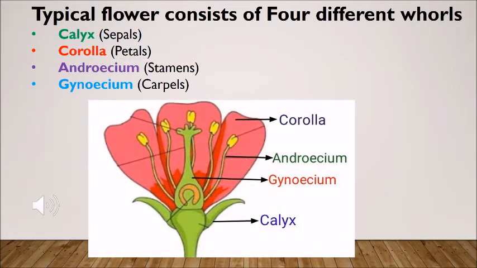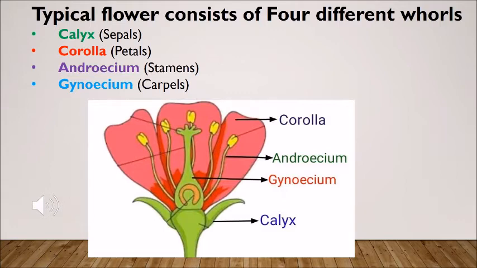So next, let us focus on the typical structure of a flower. It consists of four different whorls. They are calyx, that is sepals; corolla, the colorful petals of the flower; androecium, the stamens; and gynoecium, the carpels.